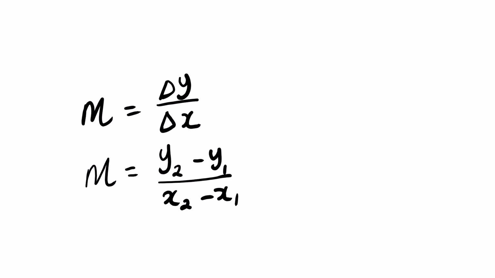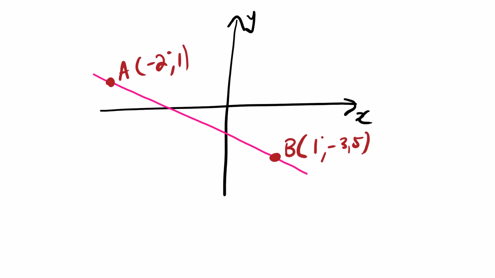Let us look at examples. Our first example. Suppose we have this line on top of a Cartesian plane. We have 2 points, which is point A and point B. We want to calculate the gradient.